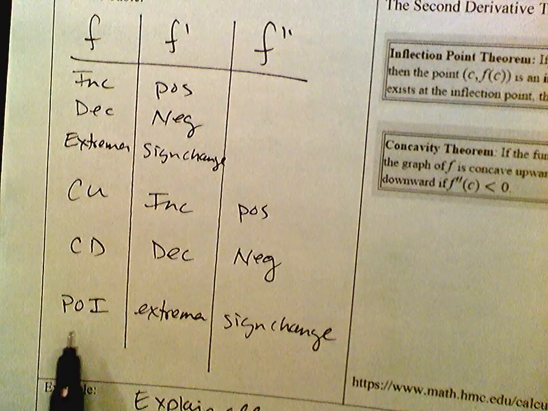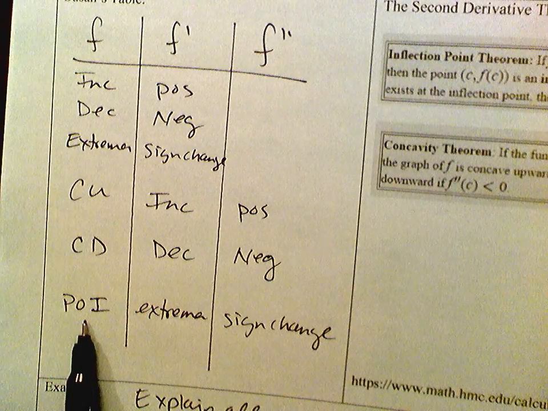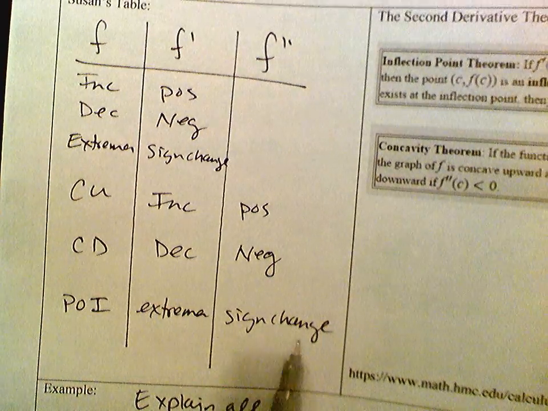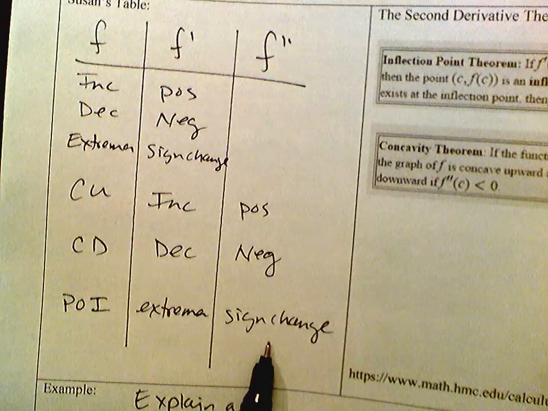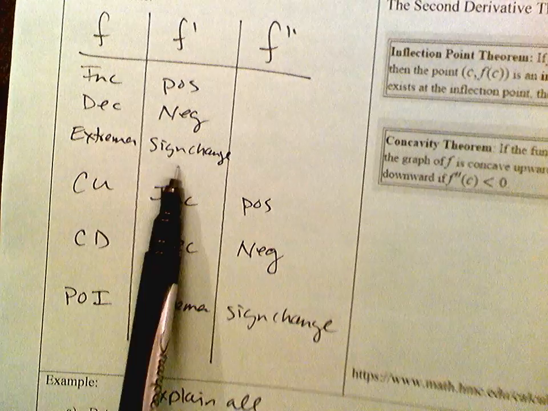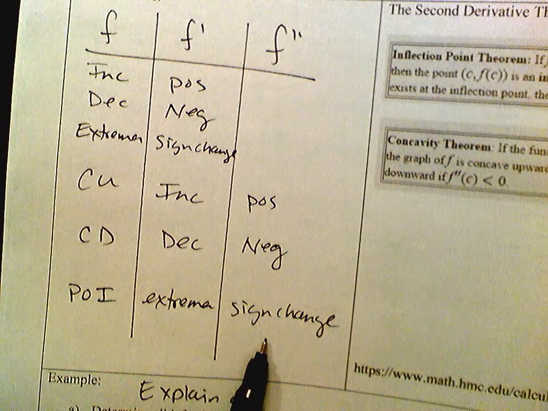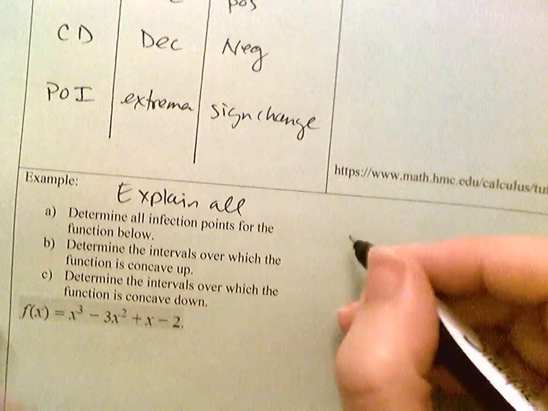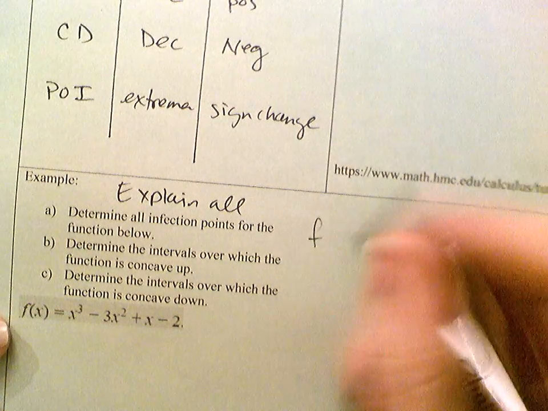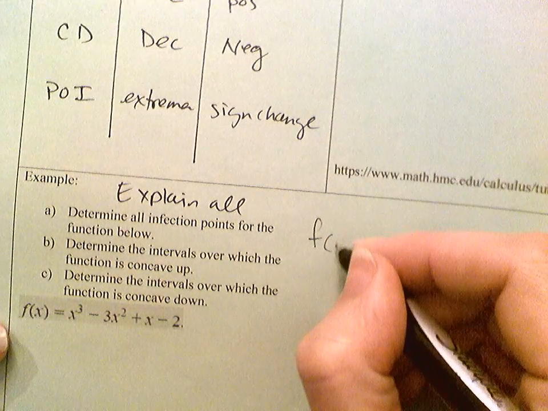So if you look up here, a point of inflection is going to occur where there's a sign change on the second derivative. So when we were determining extrema, we were looking for a sign change on the first derivative. Now we're looking for a sign change on the second derivative. So we've got to get the second derivative. And speed this up, guys, if you would like to.